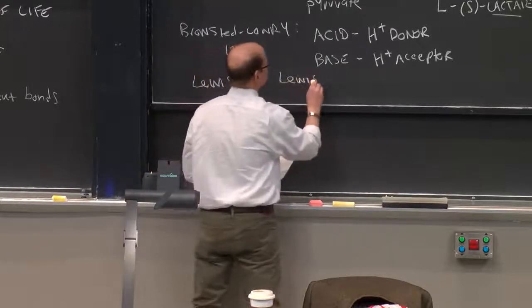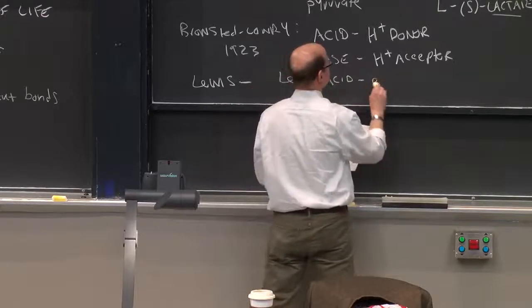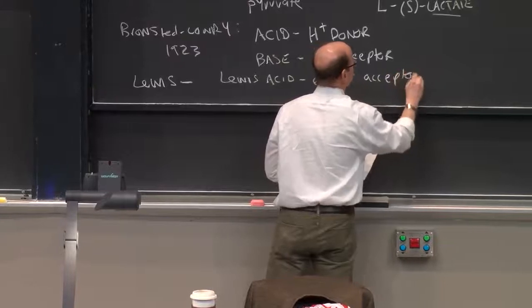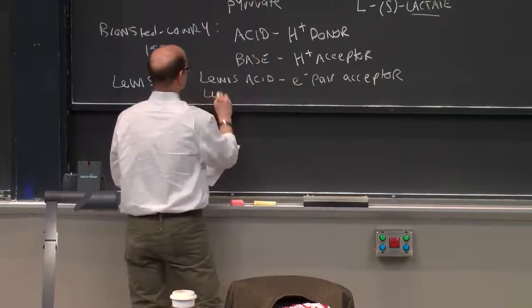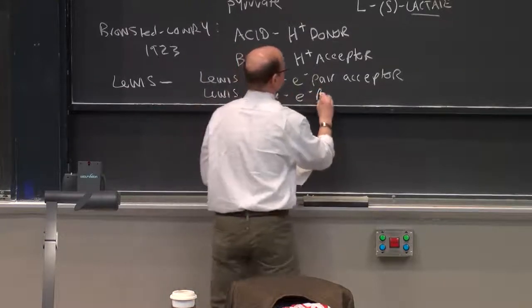And so Lewis's definition, which will be much more useful when we talk about catalysis, defined what we're going to call a Lewis acid as something which could act as an electron pair acceptor. And he defined what we're going to call a Lewis base as an electron pair donor.